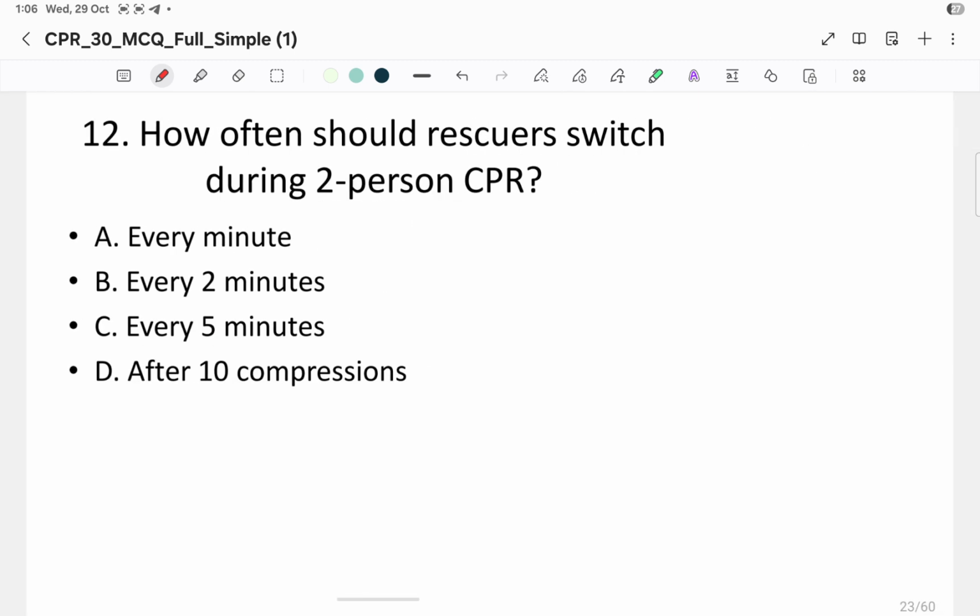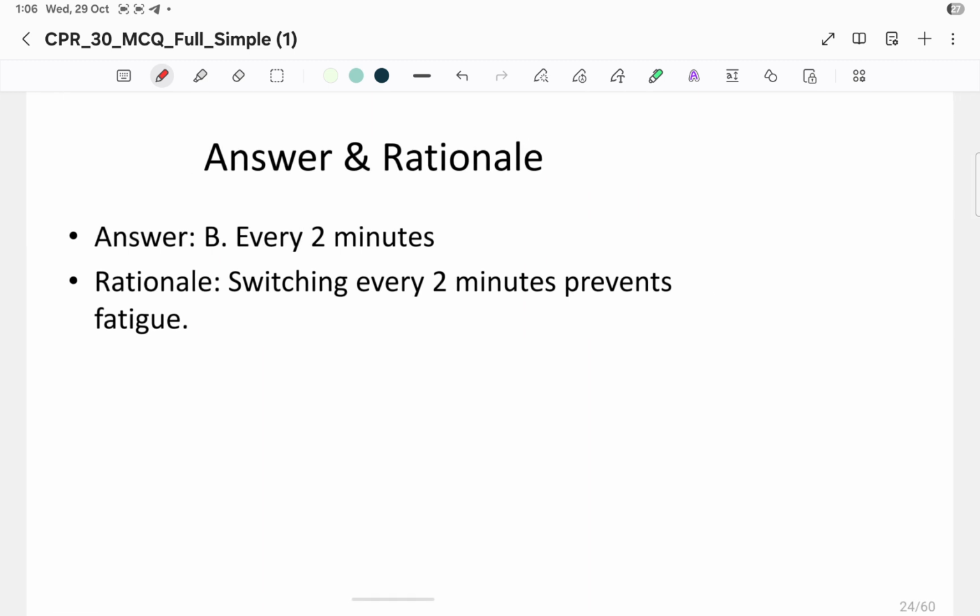Next, how often should rescuers switch during 2-minute CPR? A, every minute. B, every 2 minutes. C, every 5 minutes. D, after 10 compressions. And the correct answer is option B, every 2 minutes or 5 cycles. The rescuer should switch every 2 minutes or 5 cycles, because switching every 2 minutes prevents fatigue.